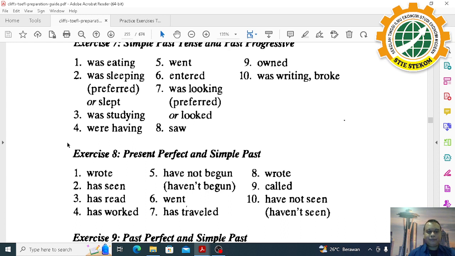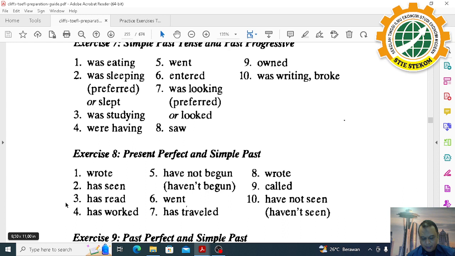So number 1 ini kita jawabannya adalah road, yeah. So the first one is road, okay. And then number 2, okay. Number 2 ini Bob has seen, yes. Bob has seen this movie before. Has seen. And then number 3, George has read the newspaper already.